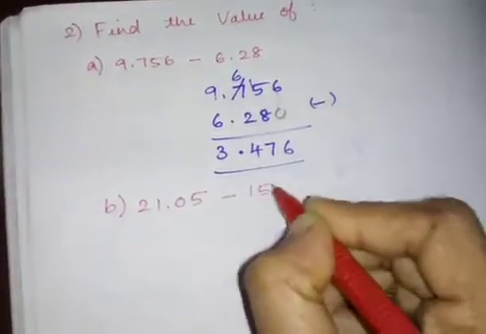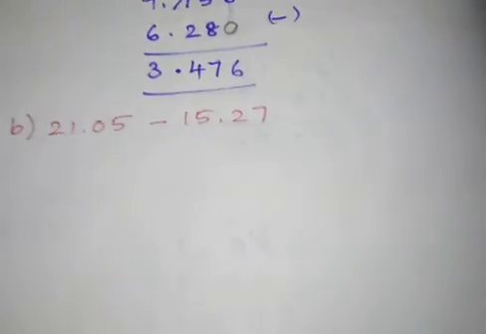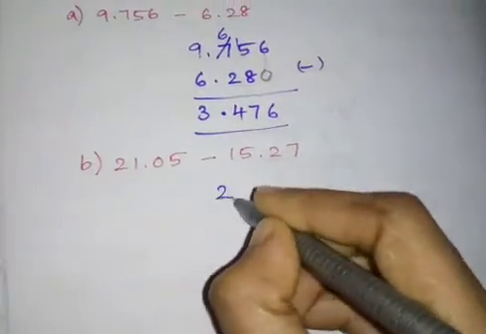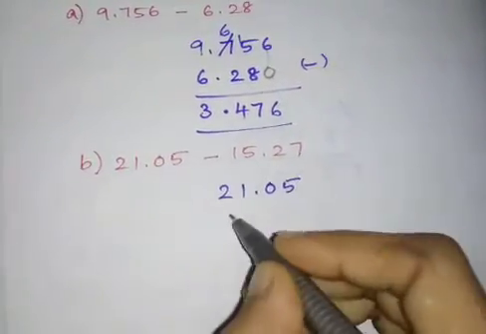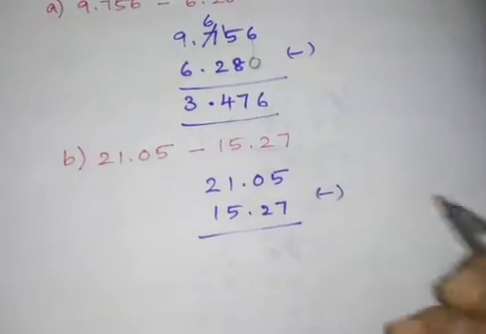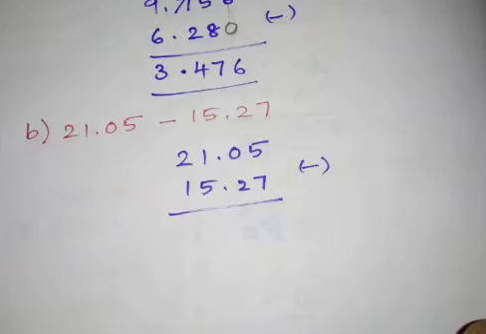21.05 minus 15.27. So I am just writing 21.05, then 15.27. Yes, now I am doing the subtraction.